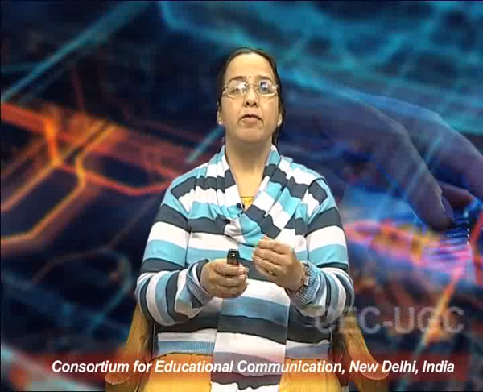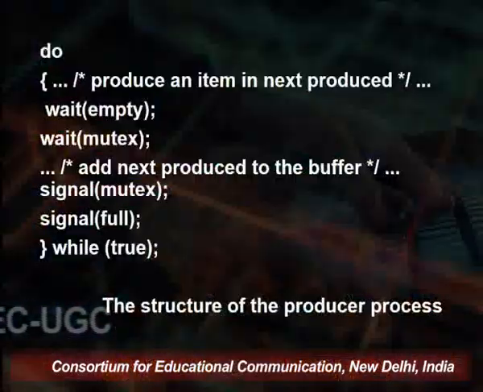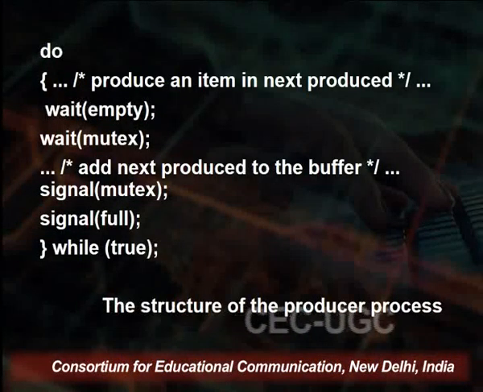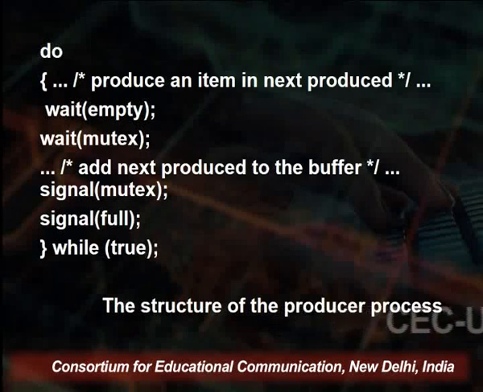So, in order to solve that problem, we have restructured the producer process as shown on the screen, and within this restructuring, two calls are introduced: one is wait and another one is signal.